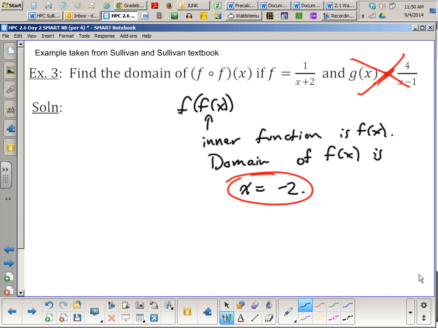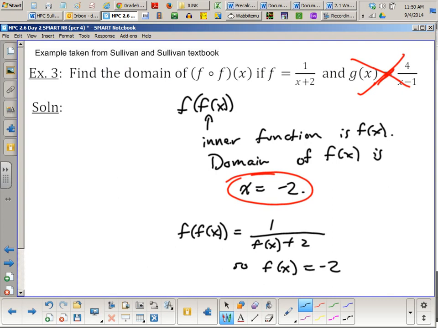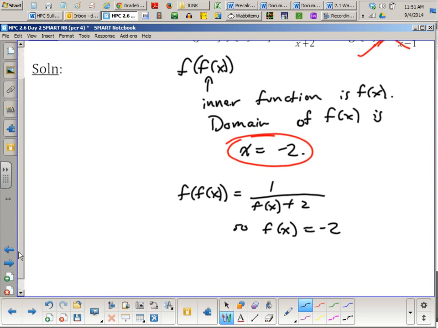Phase 2, write down what f of f means. It means 1 over, not x plus 2, f of x plus 2. You suddenly realize that f of x cannot equal what? Negative 2. You then pursue that thought by writing, I meant to write cannot equal. So f of x cannot equal negative 2. Then you write 1 over x plus 2 cannot equal negative 2.